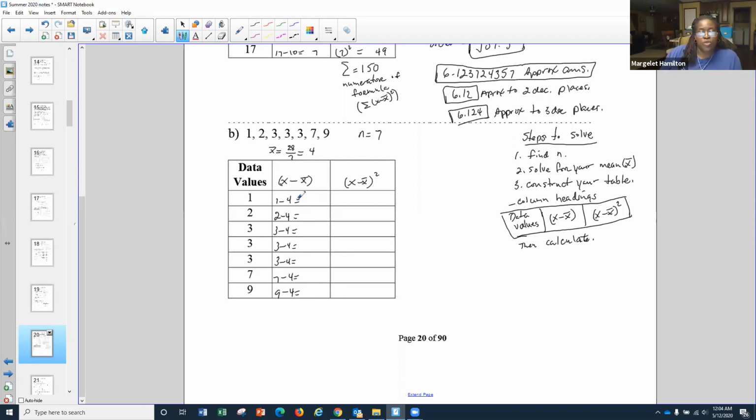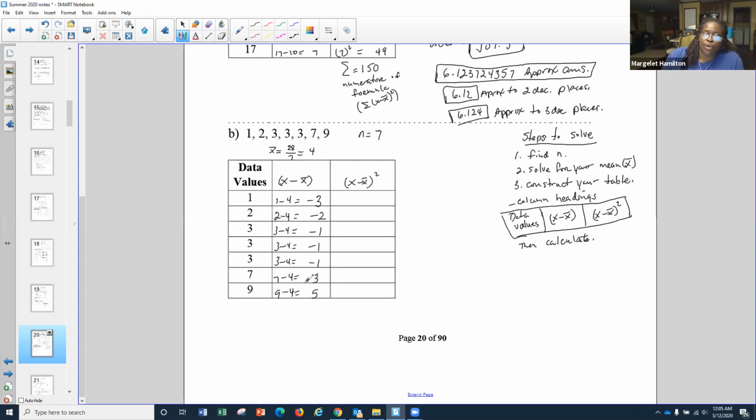So now when we subtract, we get a negative 3. We get negative 2, negative 1, negative 1, negative 1. 7 minus 4 is a 3. And 9 minus 4 is 5.